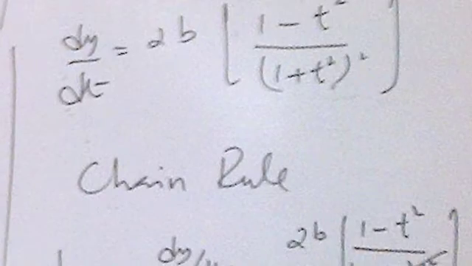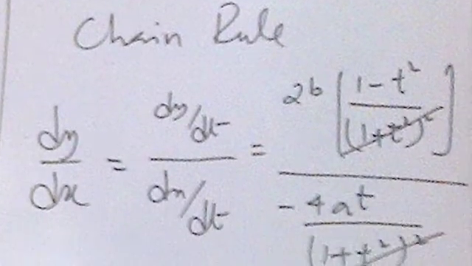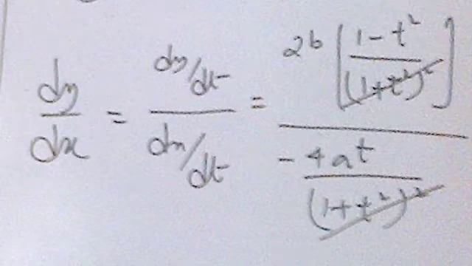Here we take 2b common because it is a constant, and for the derivative of these values we apply the quotient rule. Derivative of t is 1, derivative of 1 is 0, derivative of t square is 2t, and then we apply the chain rule, and this is the answer.